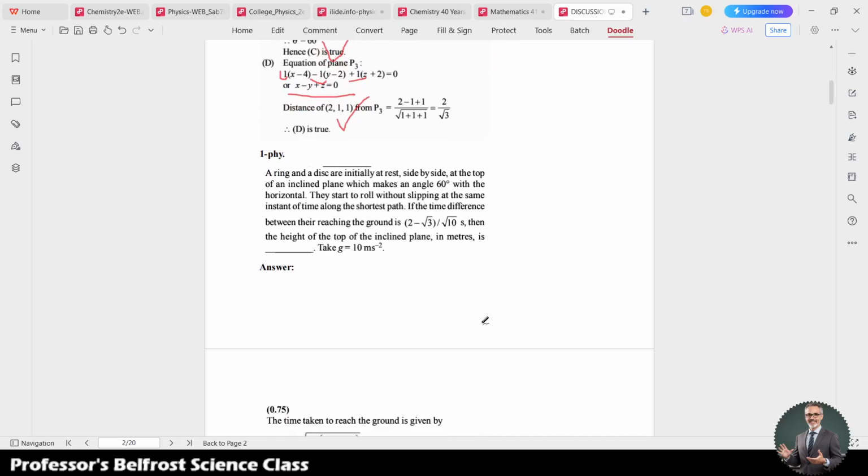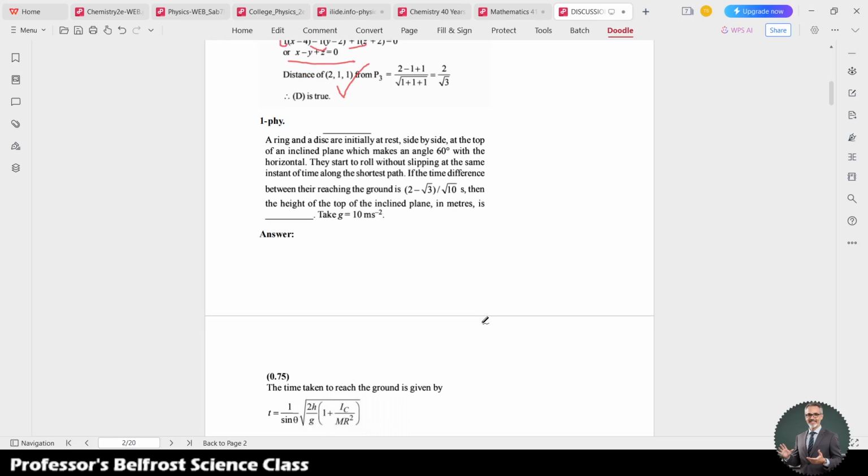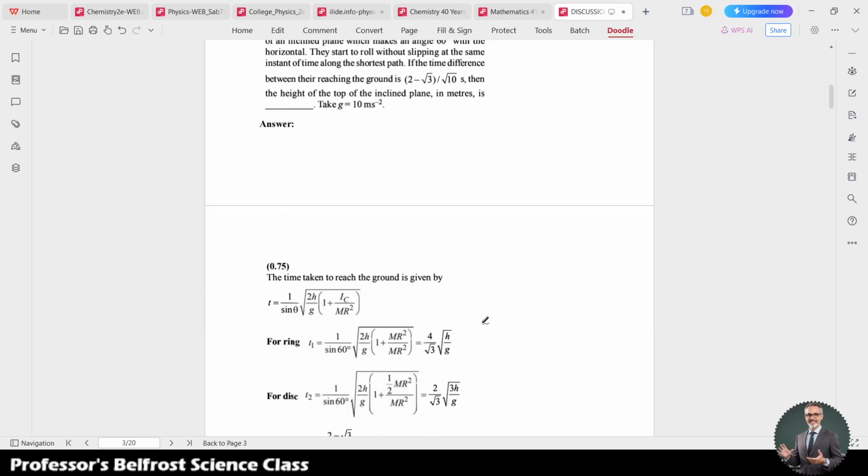Now physics. A ring and a disc are initially at rest beside a tall inclined plane, which makes an angle of 60 degrees with the horizontal. They start to roll without slipping at the same instant along the shortest path. If the time difference between them reaching the ground is (2 minus square root of 3) over square root of 10 seconds, then the height of the top of the inclined plane in meters is, taking g to be 10 meters per second squared.